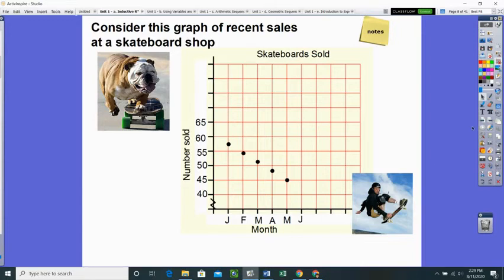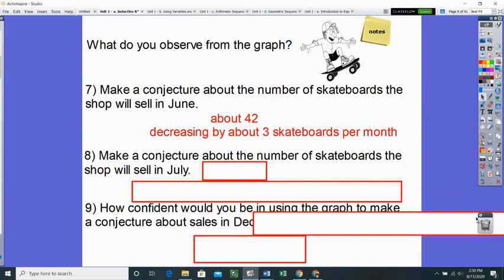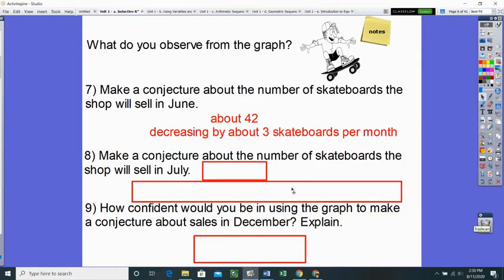Okay, you're back. So, it looks like we're dropping by about 3 skateboards per month, so it would be about 42. Now, what would happen in July? Make a conjecture about July. Again, pause for a second, and then start the video up again. Just get used to doing that for yourself so you have the right amount of time to do the thinking. Okay, hopefully you're back.